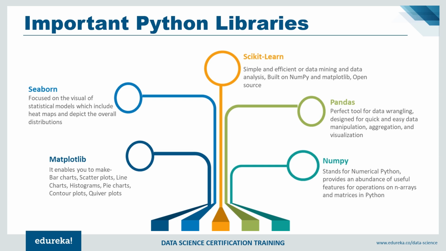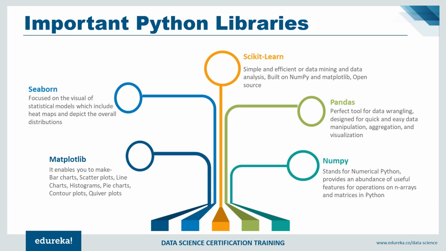Sometimes people work on data which is more geographically aligned, and in those cases heat maps are very much required. Now next we come to scikit-learn, which is one of the most famous libraries of Python, I would say. It's simple and efficient for data mining and for data analysis. It is built on NumPy and Matplotlib, and it is open source. Next on our list we have Pandas. It is the perfect tool for data wrangling, designed for quick and easy data manipulation, aggregation, and visualization.